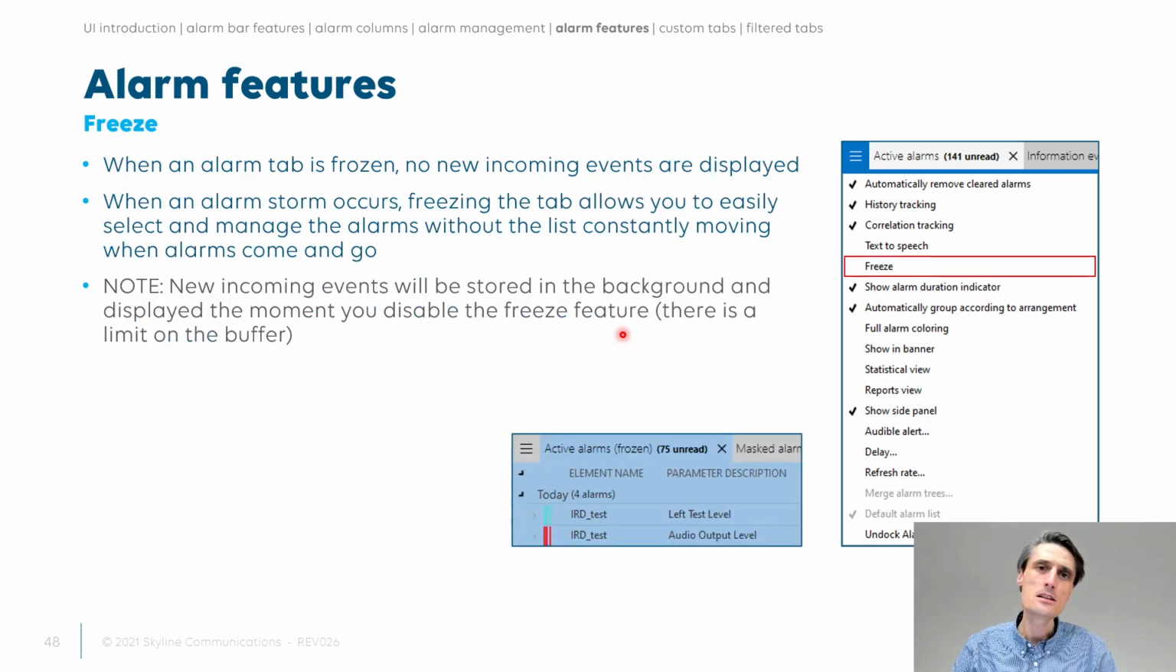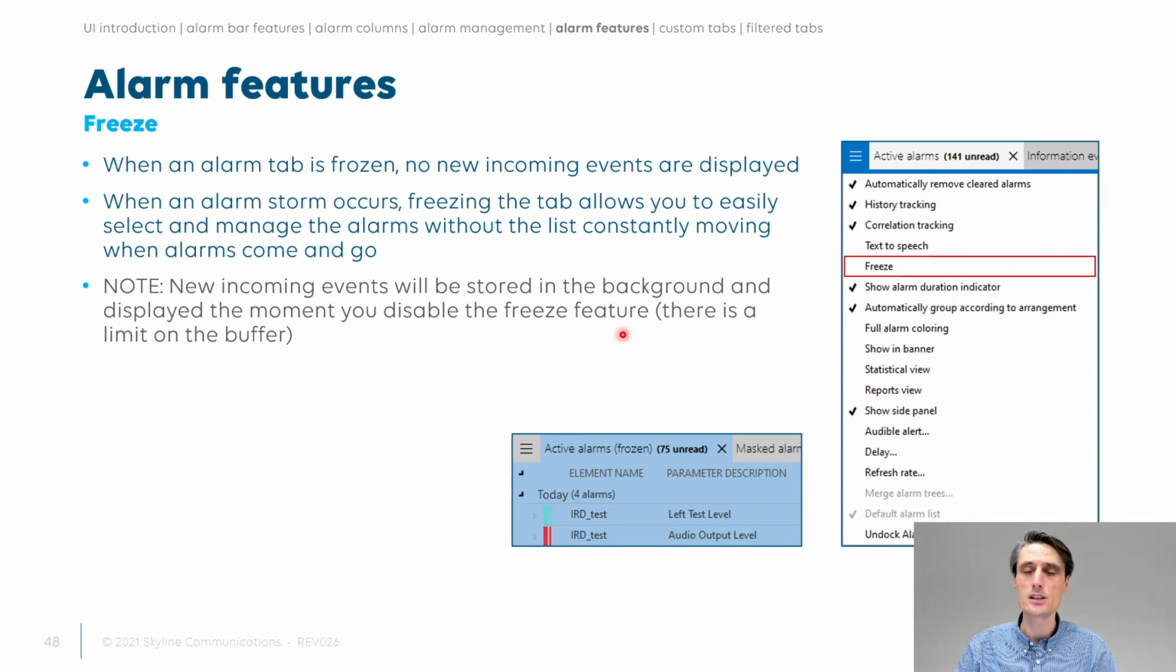The next one is freeze. Sometimes that might come in handy when you have a very active system and a lot of alarms are coming in and continuously it's shaking and it's moving and you can hardly select the correct alarm. You can freeze the alarm console. It will buffer all the incoming updates while you freeze your alarm console. So now you can select and do whatever you need to do as manipulations.